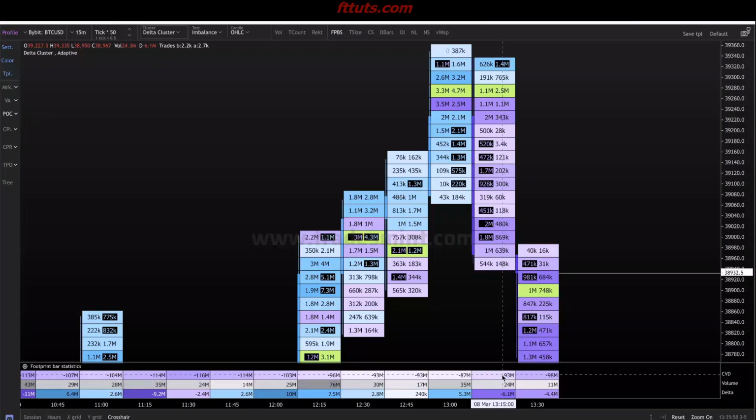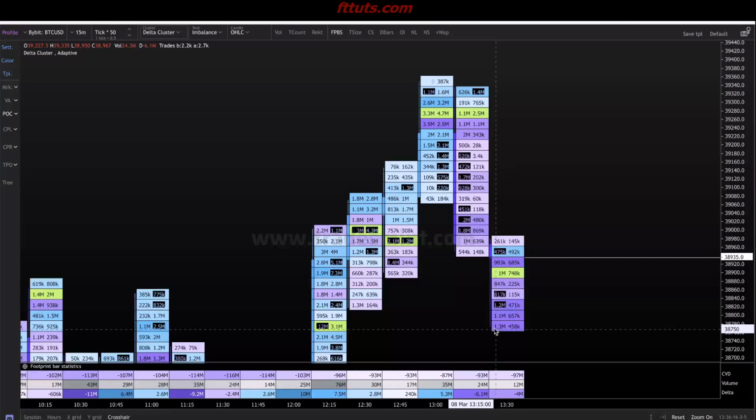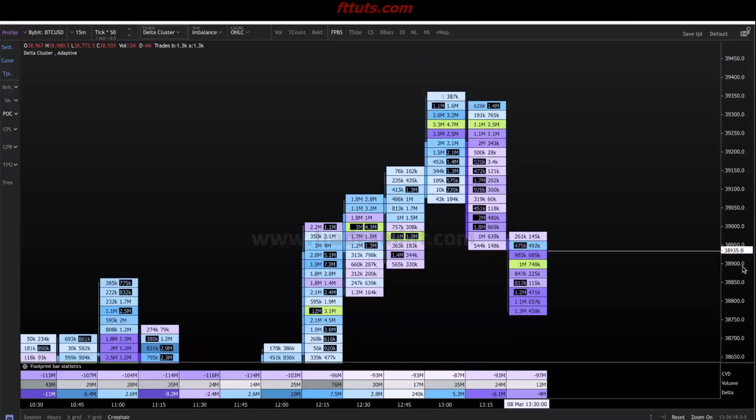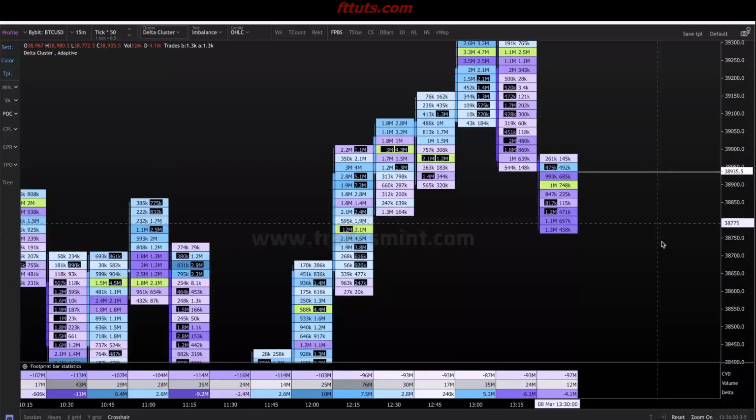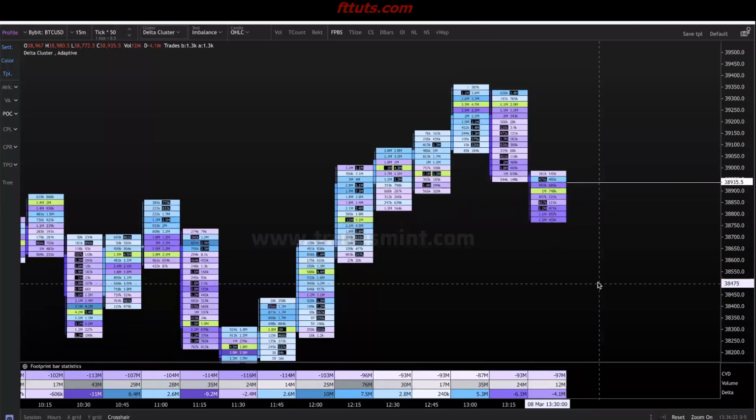Okay, showing me for this entire candle, there was 24 million volume and there was negative 6.1 million delta, which essentially means there were, out of this 24 million total volume, there were 6.1 million more shorts than there were longs.